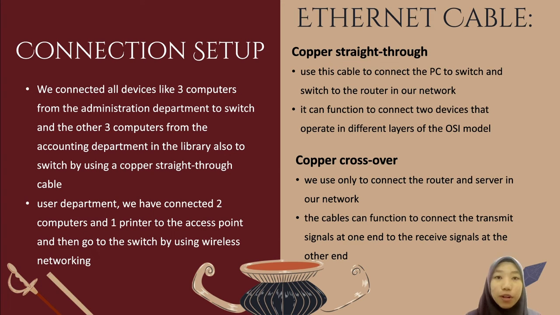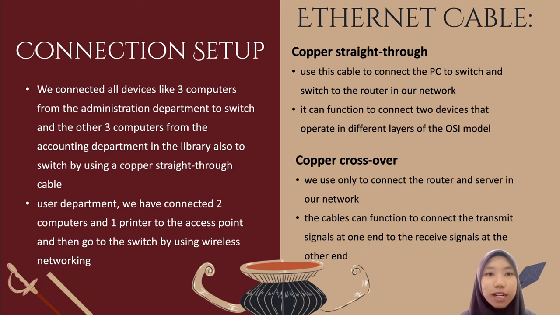I will explain more about the cables that we use in our network. Copper straight-through is the most common type to connect computers to switches and routers and is widely used by people. In local area networks, a straight-through cable is a kind of twisted pair cable that is used to link a computer to a network hub such as a router. We use this cable to connect the PC to the switch and the switch to the router in our network. We choose this type of cable because it can connect 2 devices that operate in different layers of the OSI model, such as switch to PC.